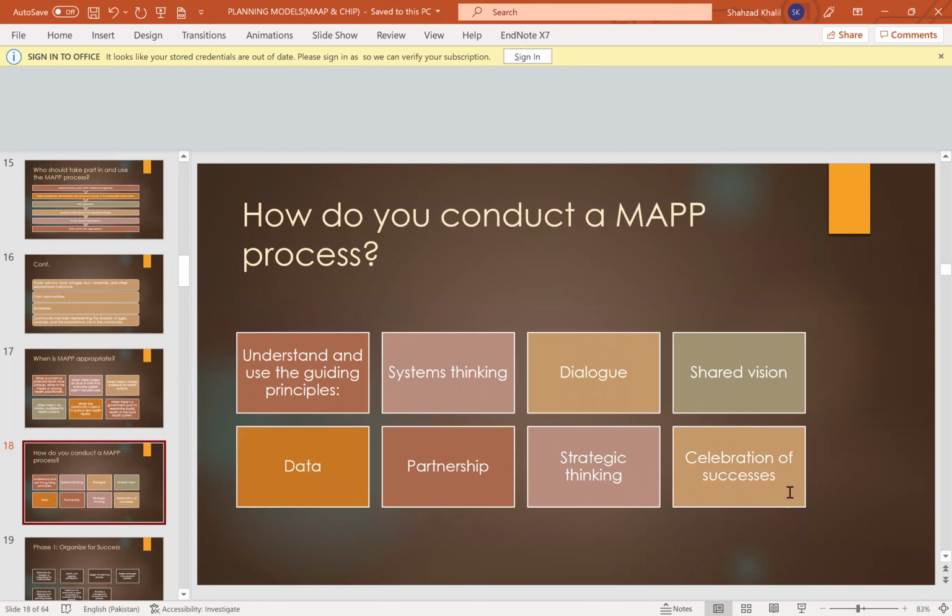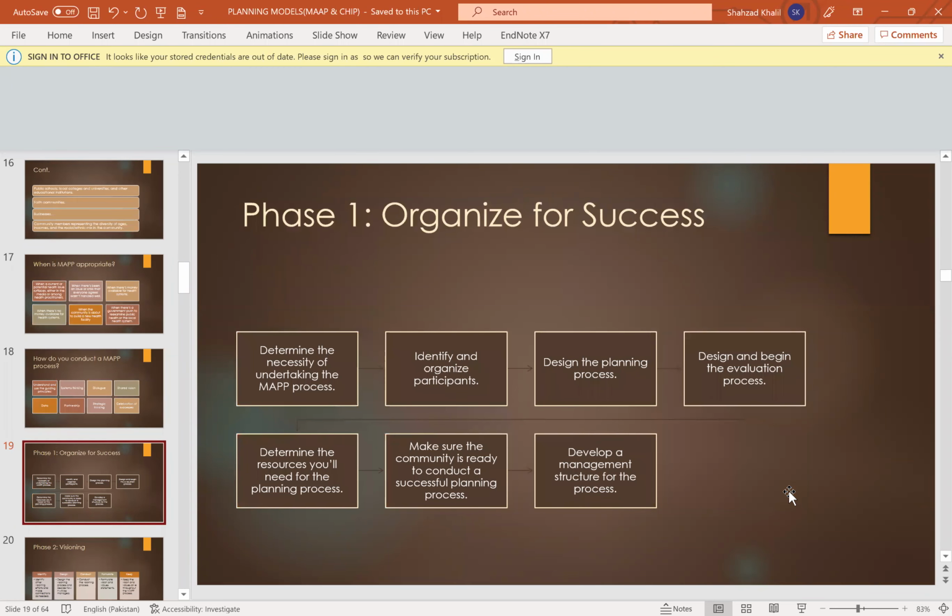How do you conduct a MAPP process? Understand and use the guiding principles, which are systems thinking, dialogue, shared vision, data, partnership, strategic thinking, and celebration of successes. Phase one, organize for success. It includes determining the necessity of undertaking the MAPP process, identifying and organizing participants, designing the planning process, designing and beginning the evaluation process, determining the resources you will need for the planning process, making sure the community is ready to conduct a successful planning process, and developing a management structure for the process.